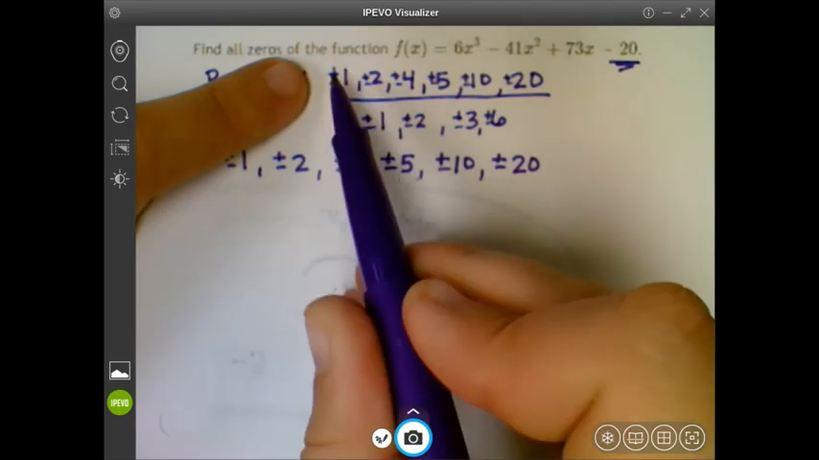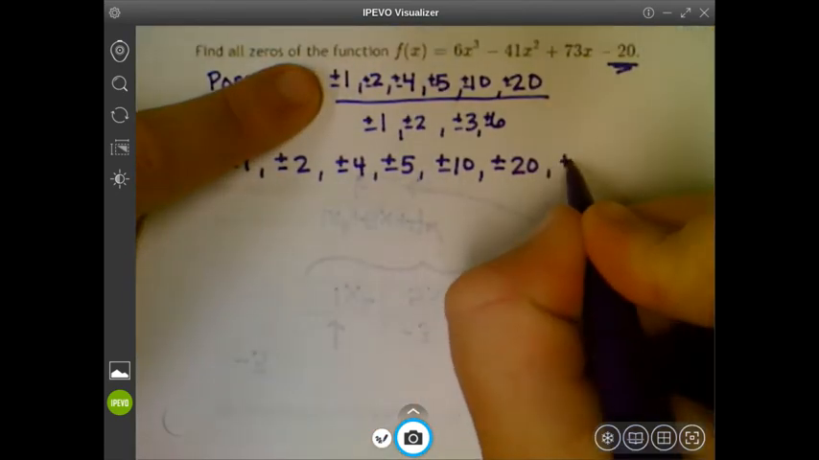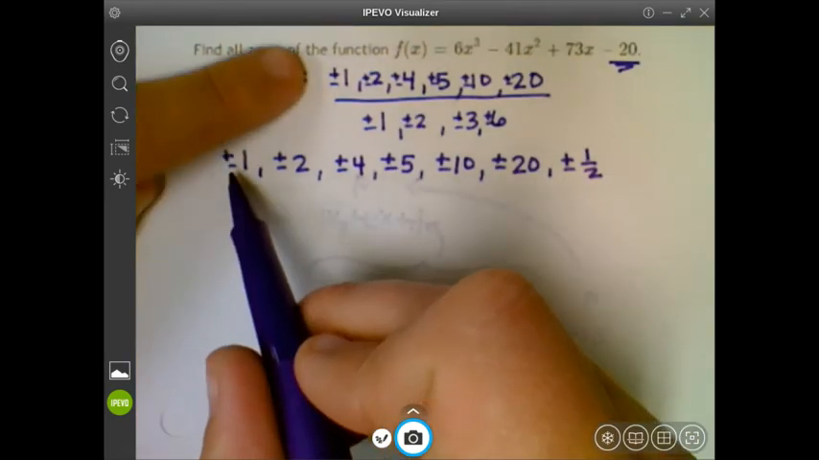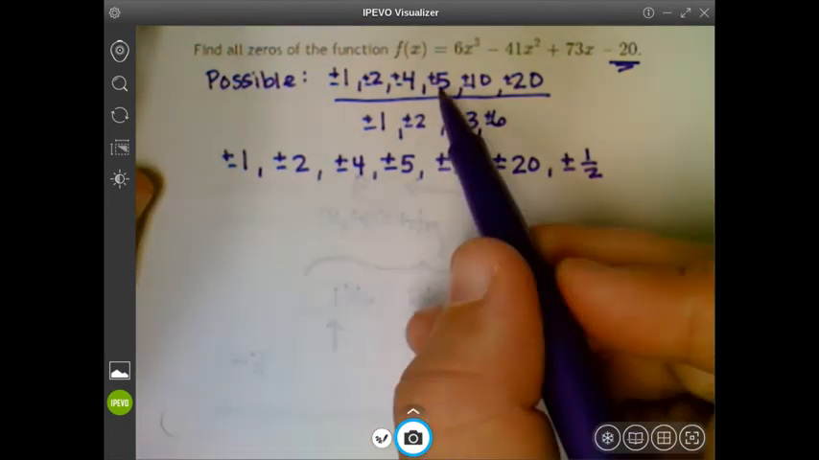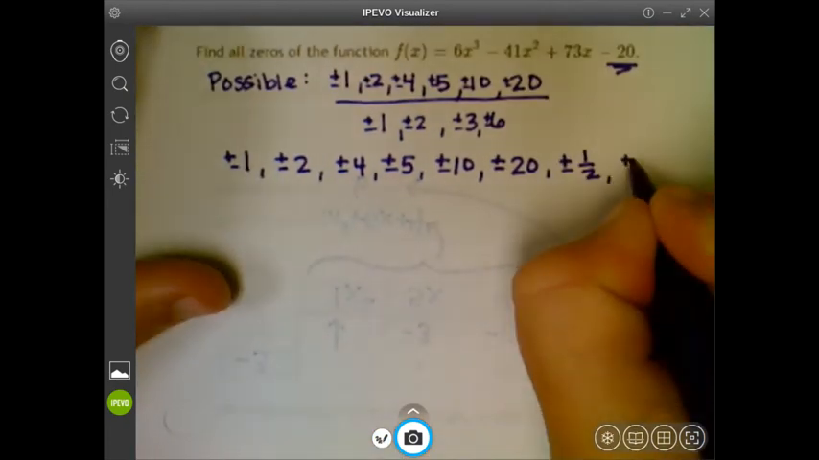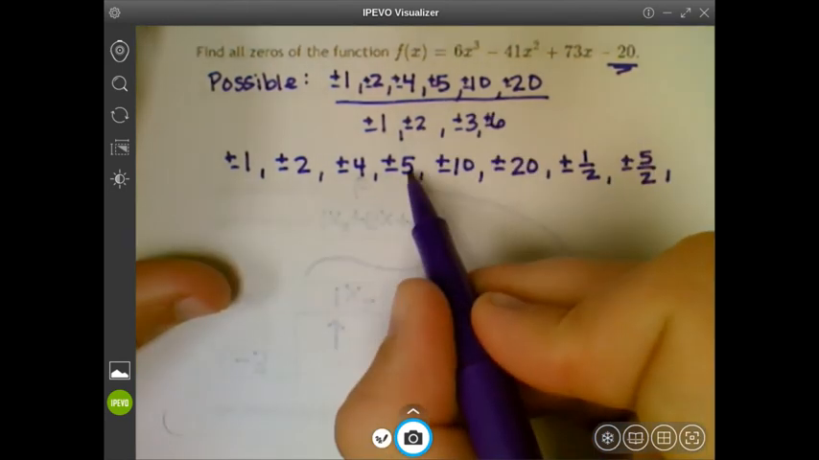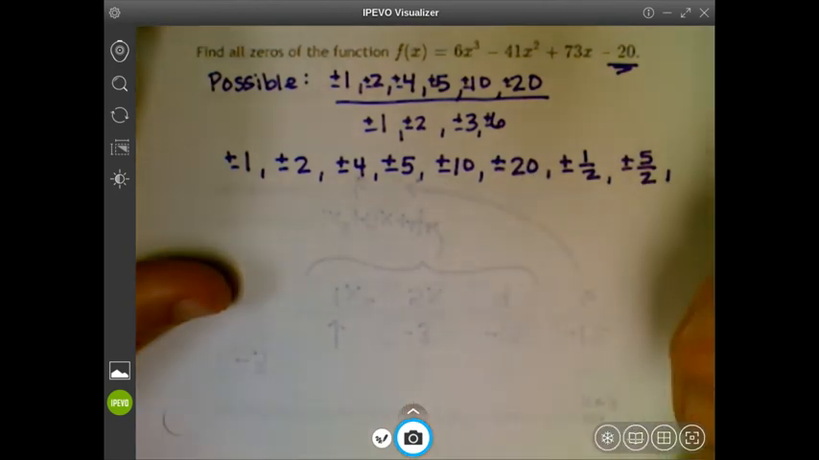Now you're going to do the entire list divided by 2. So 1 divided by 2, that's a half. 2 divided by 2 is 1, which is already on our list, so we're okay there. 4 divided by 2 is 2, which is already on the list. 5 divided by 2, so 5 halves. 10 divided by 2 is already on the list. And 20 divided by 2 is already on the list.